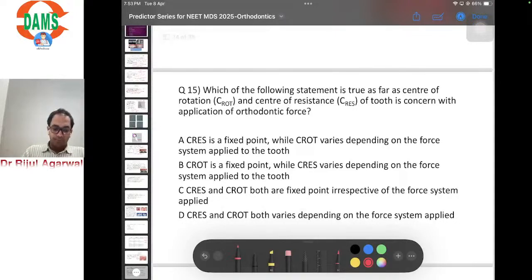Moving ahead. Which of the following statements is true as far as the center of rotation and center of resistance of a tooth is concerned with the application of orthodontic force? Center of resistance is fixed while rotation varies depending on the force system. Rotation is fixed, resistance varies, both are fixed, or both vary. What is the correct answer here? It's a true and false type of question.